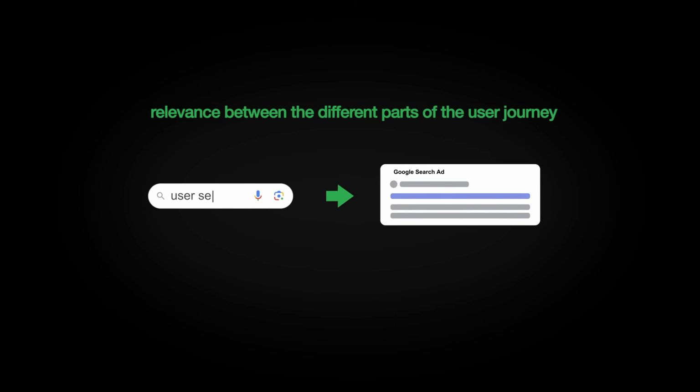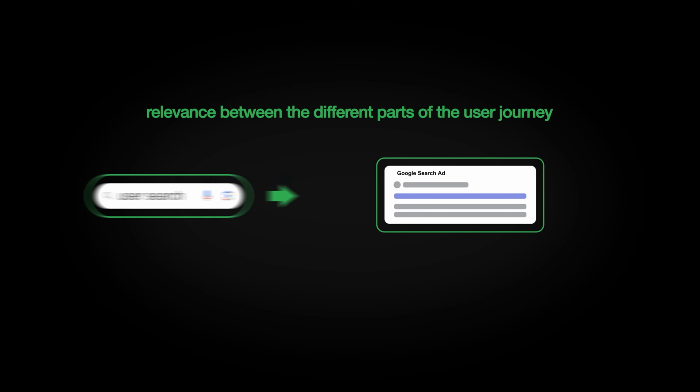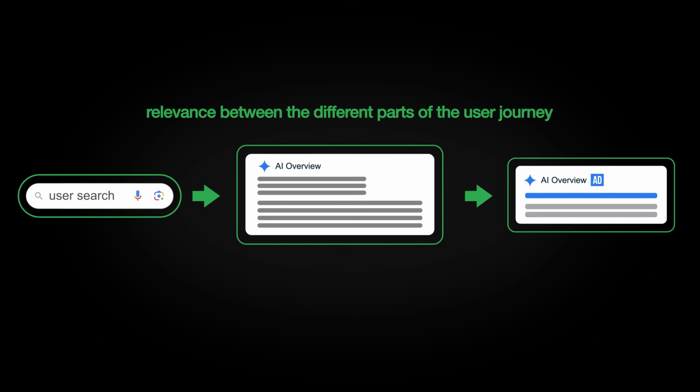Just like has been going on with search for a very long time, they want to make sure that ads are put in front of people where it makes sense, where there's relevance between their search and the ad, in this case between the search, the AI overview, and the ad. It's like an extra layer.